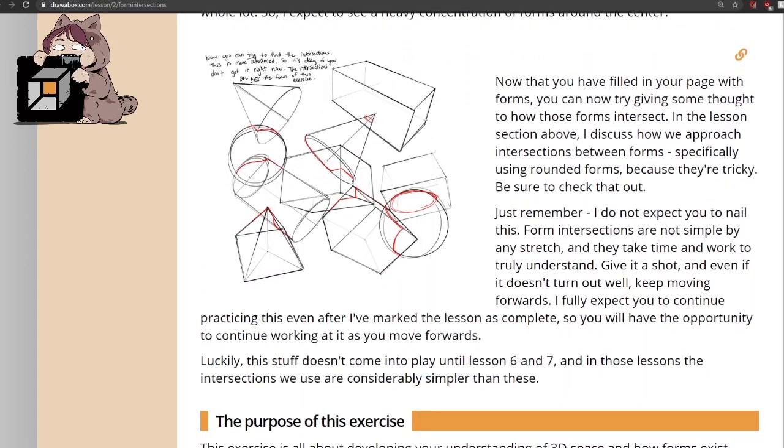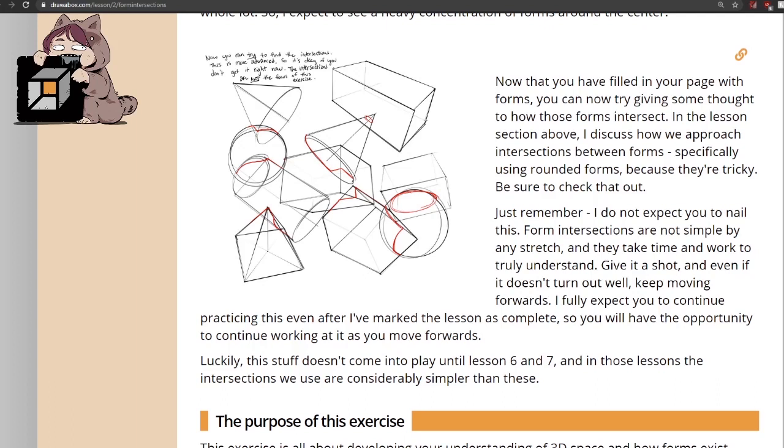Now that you have filled your page with forms, you can now try giving some thought as to how these forms intersect. In the section above, I discussed how we approach intersections between forms, specifically using rounded forms because they're tricky, so be sure to check that out.